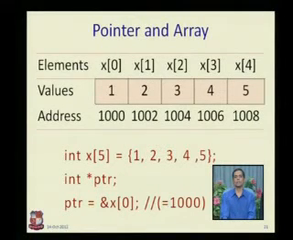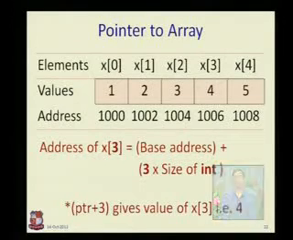Now suppose I declare an integer pointer, int star ptr, and I assign it the address of x0. Since x0 is 1, I will be assigning the address of that 1. What is the address? 1000. So I will be assigning basically 1000 to ptr. So now that means my integer pointer ptr will point to the first element of the array x. Okay, now let's see what we can do with this.